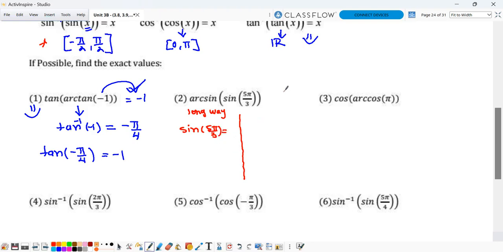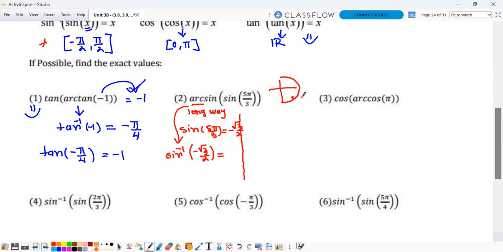What's this number? Sine of 5 pi over 3. 5 pi over 3 is here, so that will be negative root 3 over 2. Now work outside. Sine inverse, arc sine is the same as sine inverse, of negative root 3 over 2. Which means, what's the angle so that sine is negative root 3 over 2?